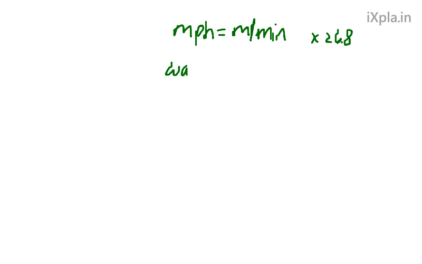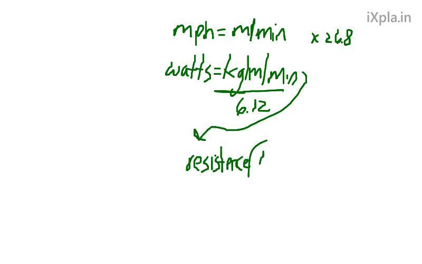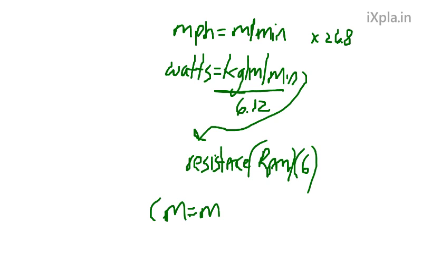The one you have to memorize is watts. Formula, that's kilograms, meters, minutes, divided by 6.12. This equals resistance. Resistance times the RPMs times 6. That's a constant. You have to remember to go centimeters to meters. Remember that 1 liter equals 5 calories. I think that's really the only important ones you have to memorize.